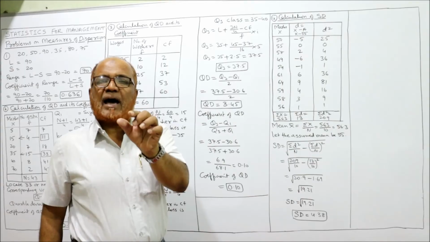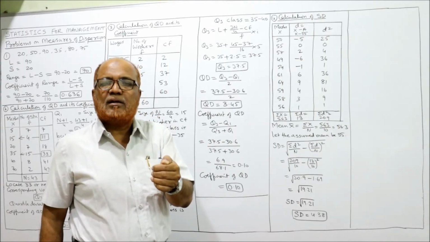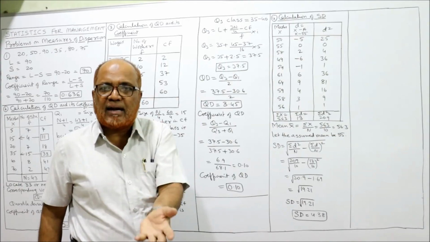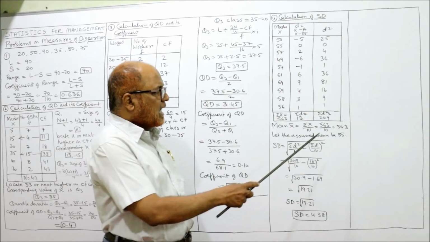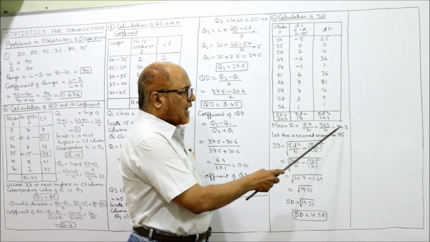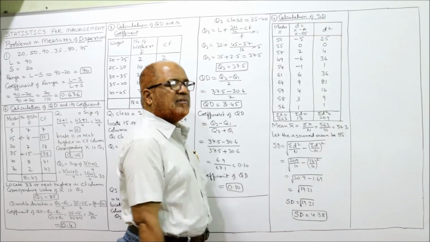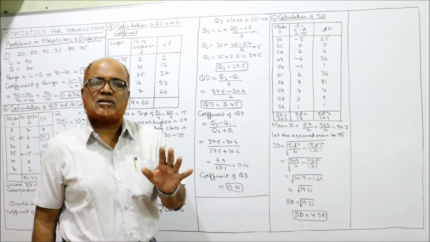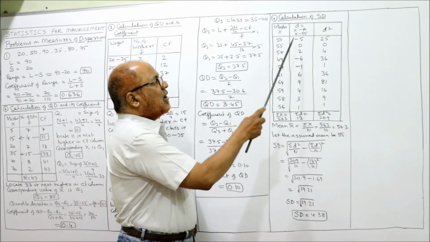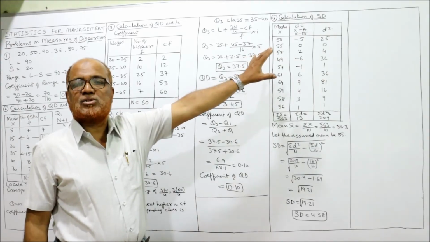But if the assumed value is very near to the actual mean, then your calculations will get reduced. Your time will get reduced. That's why I have selected 55. Actual mean 56.3, whereas assumed mean I have taken 55. You can take any other value also. Right? So I have taken 55. Now I am taking D. Now you have to make the columns D and D square.